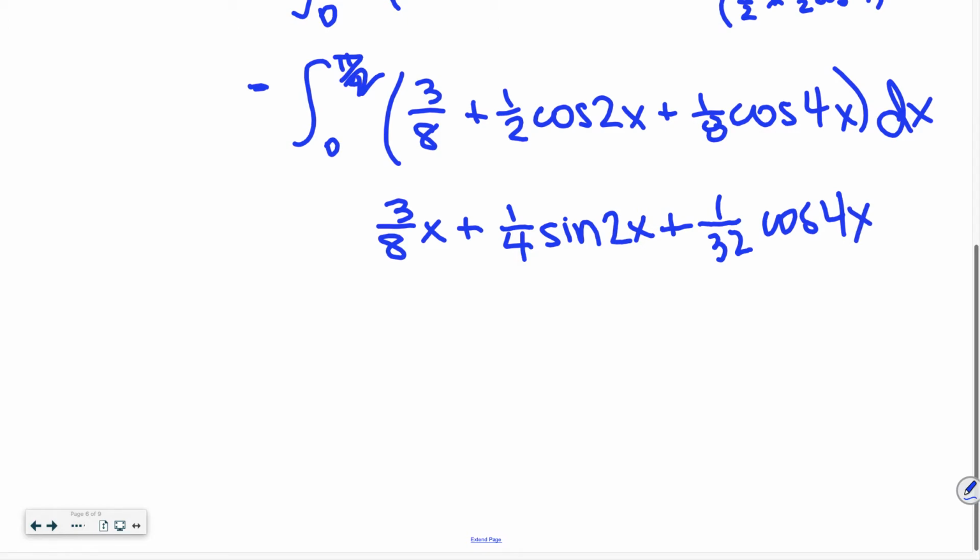Let's see. Wouldn't that be sine, not cosine? Yeah. Wouldn't it? I just got so used to it. I got freaked out for a minute.